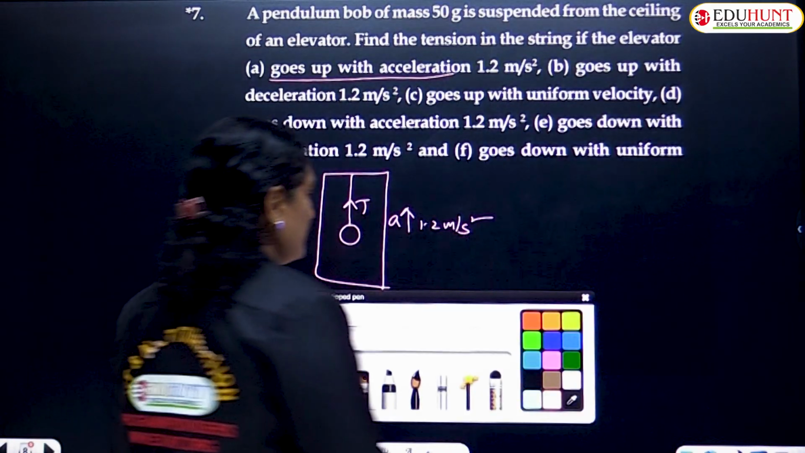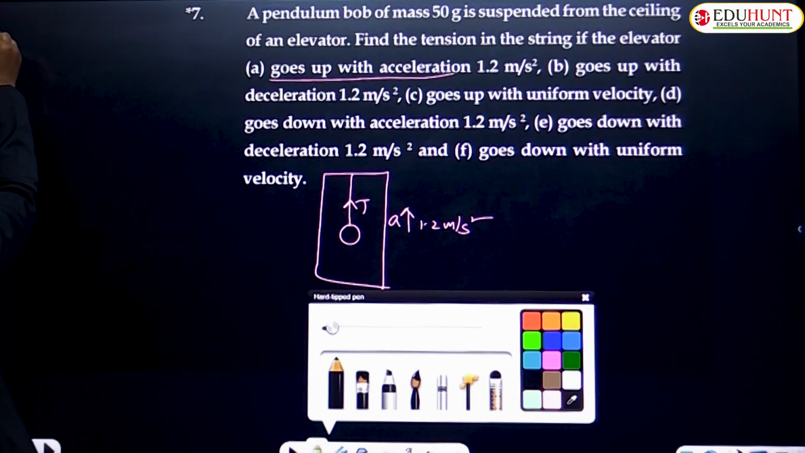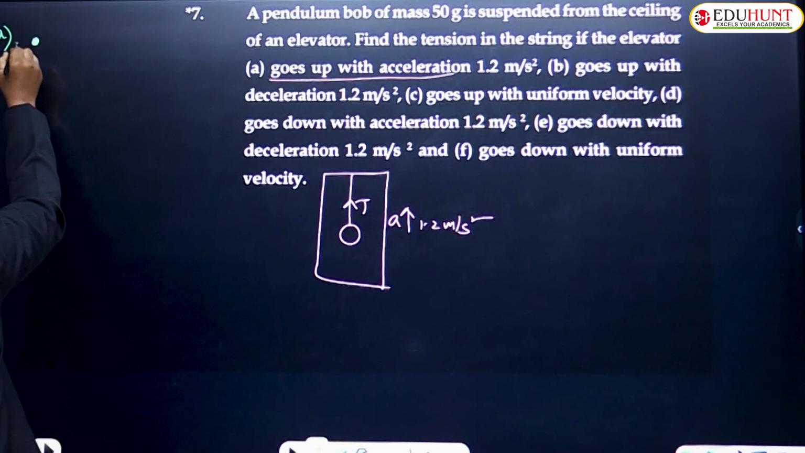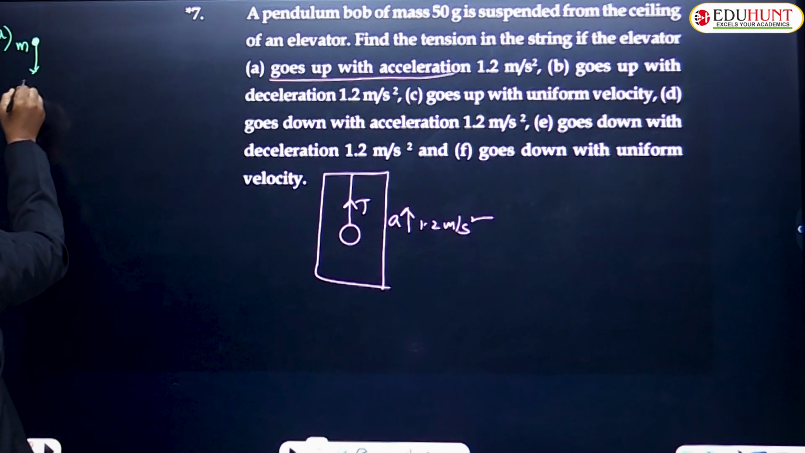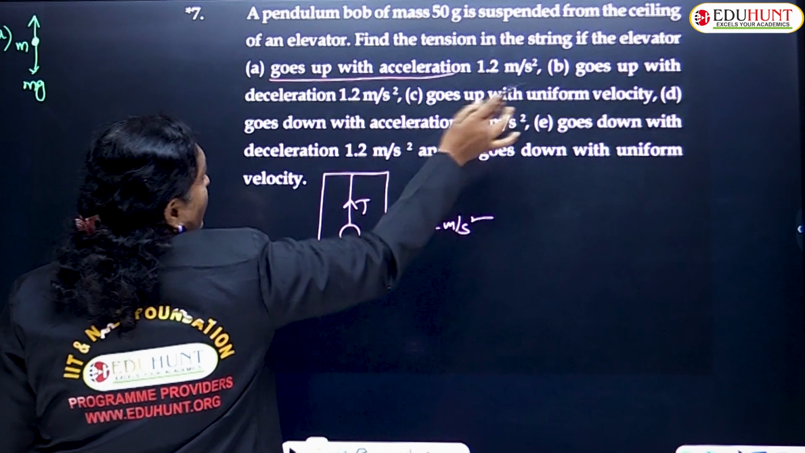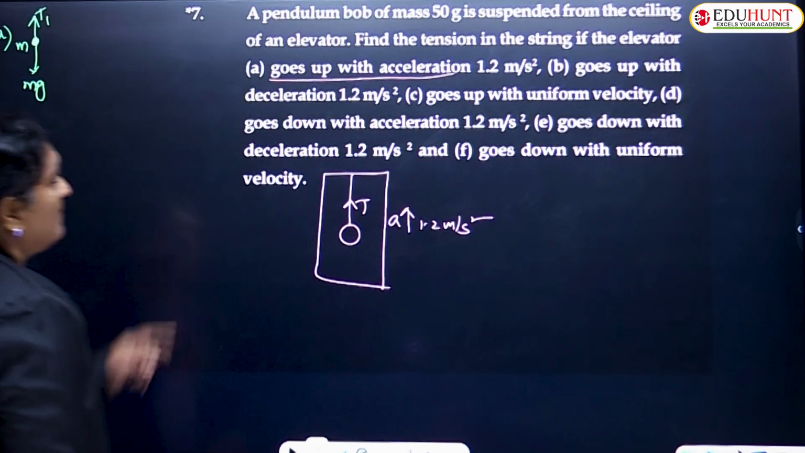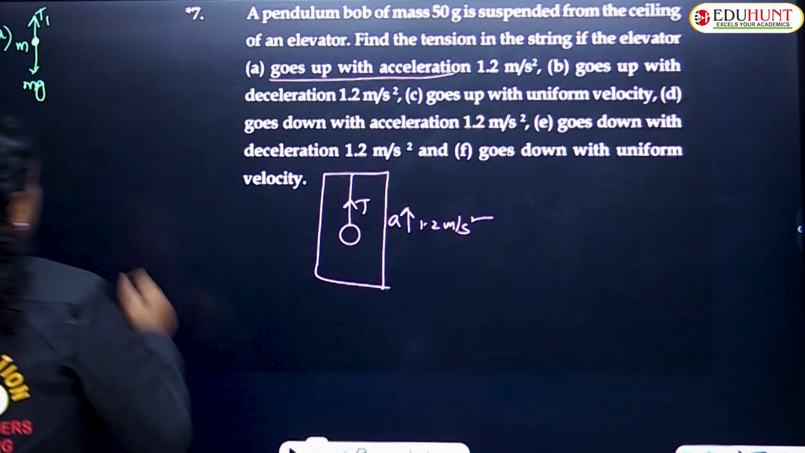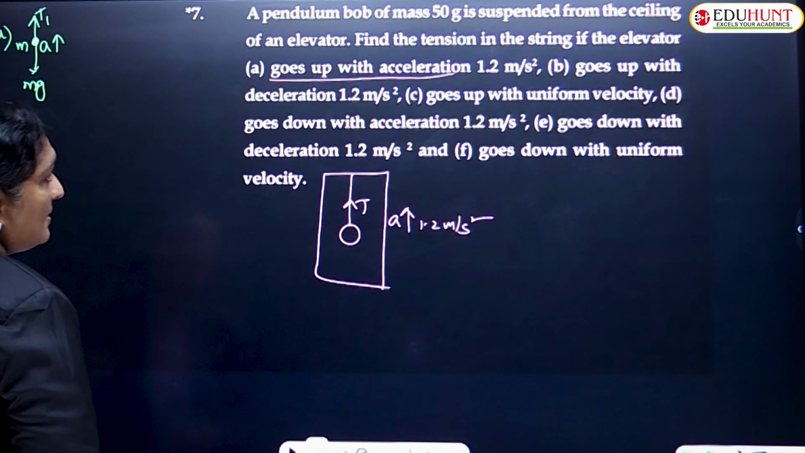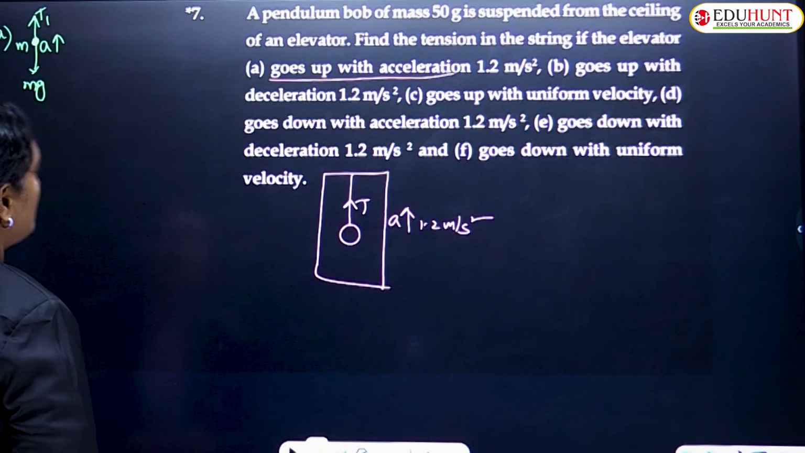So first of all, let us try to draw the free body diagram. In order to find case 1, the free body diagram for this is, we need to consider the mass M whose weight is acting downwards, and tension for the first case, let me name it T1, and it was given that it goes up with acceleration. Acceleration A is taken as 1.2 meter per second square. So based on that, we need to solve the tension.